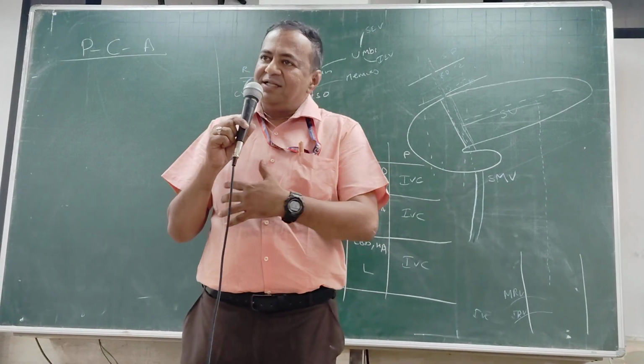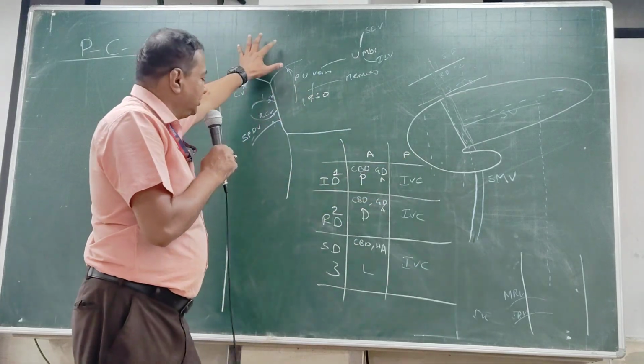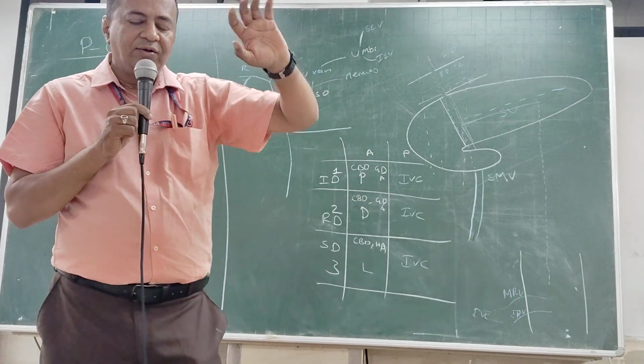That fat goes and again damages the liver, causes cirrhosis. Now cirrhosis has happened in the liver.